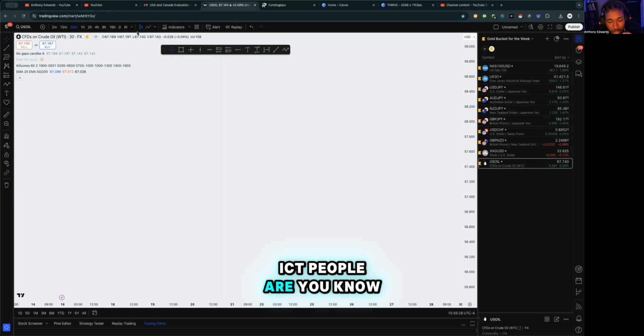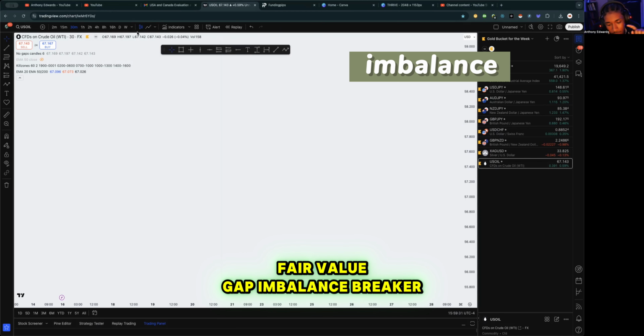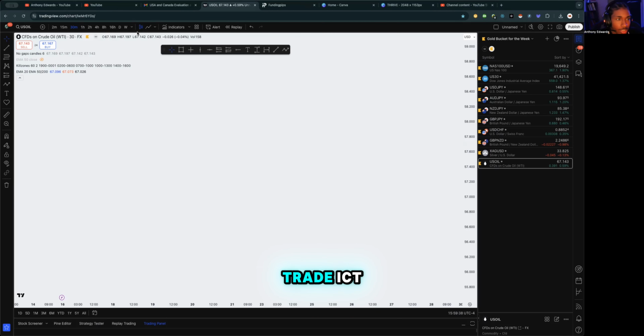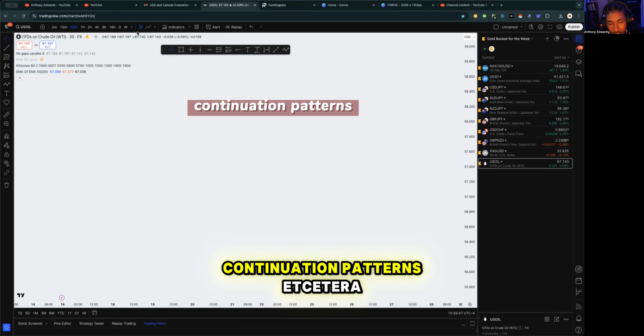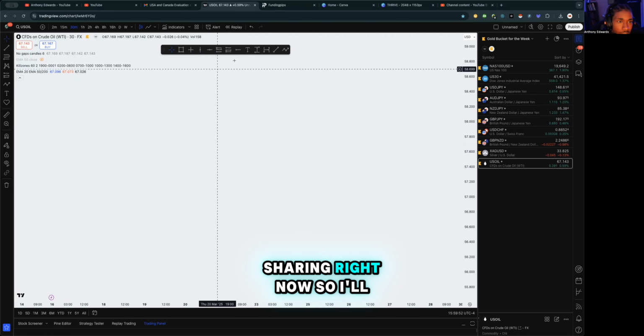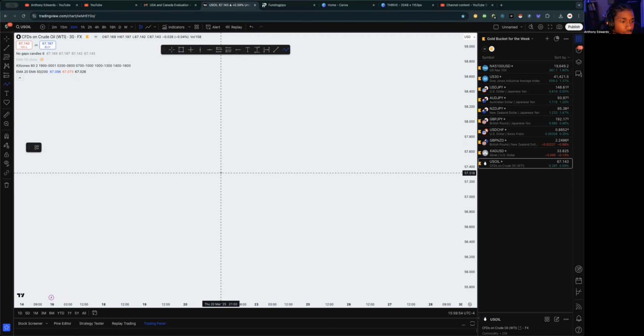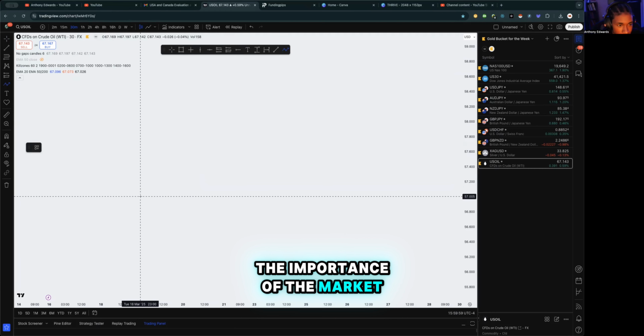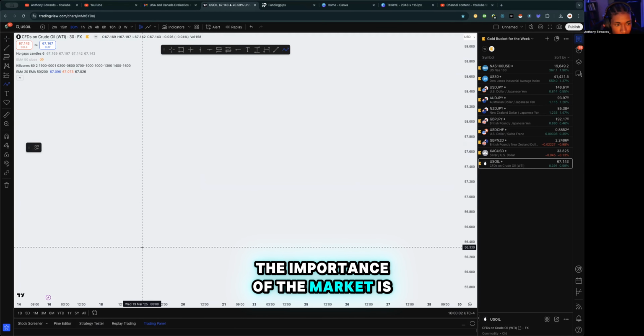ICT people use terms like fair value gap, imbalance, breaker structure, market structure shift. People who trade ICT are familiar with that type of language. And then with support and resistance, it's break and retest, head and shoulders, continuation patterns, etc. I'll share my screen, it's sharing right now, so I'll get into the importance of the market.